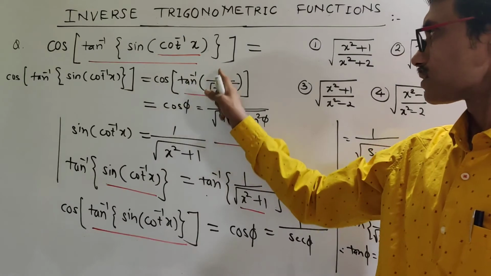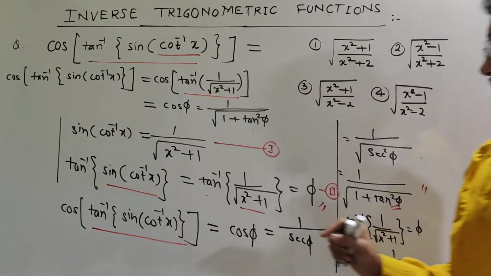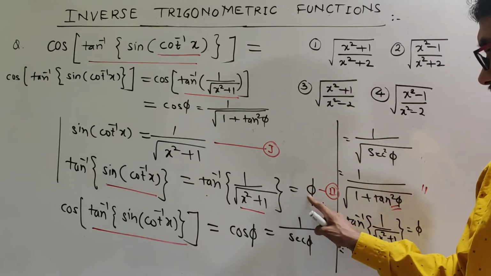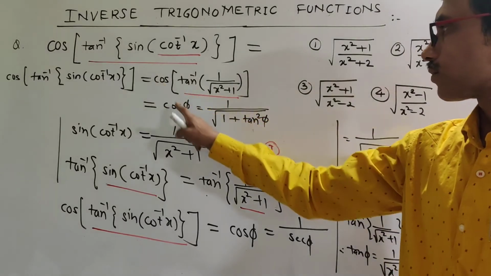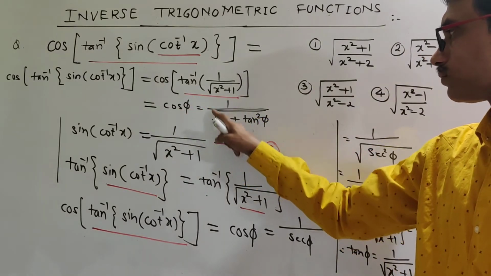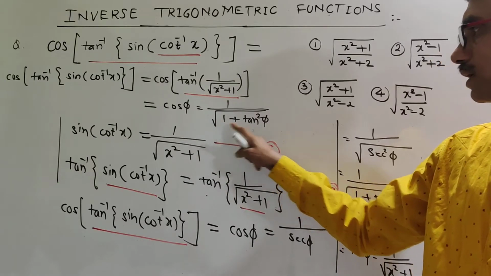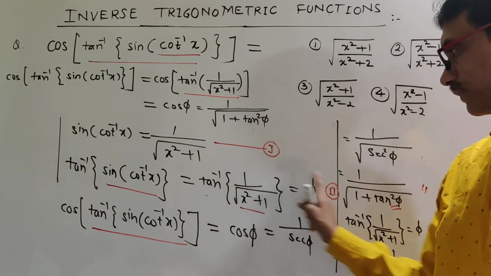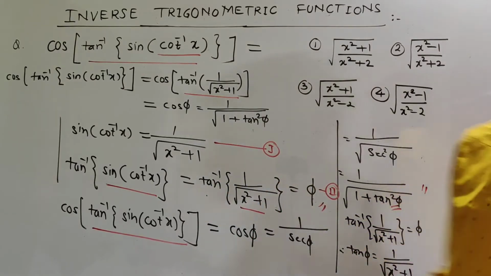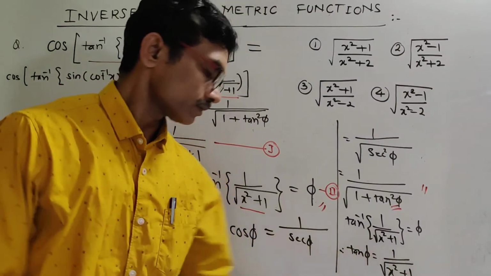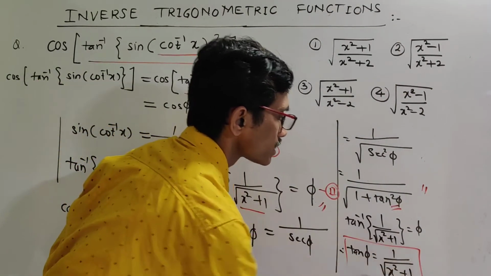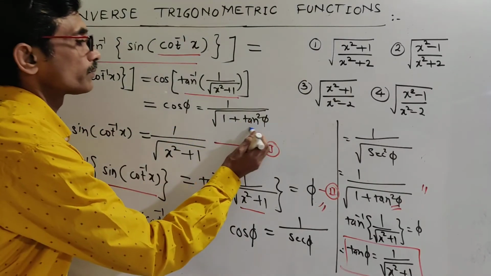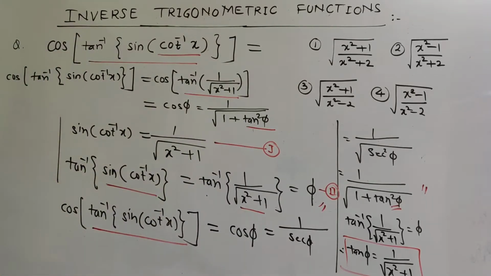We consider tan inverse of 1 upon root of x square plus 1 equal to phi. So we substitute phi, and this becomes cos of phi. Cos of phi is 1 upon sec phi, which is 1 upon root of sec square phi, that is 1 plus tan square phi. Now tan phi we can get from this: tan phi is 1 upon root of x square plus 1. So we substitute the value of tan phi here.